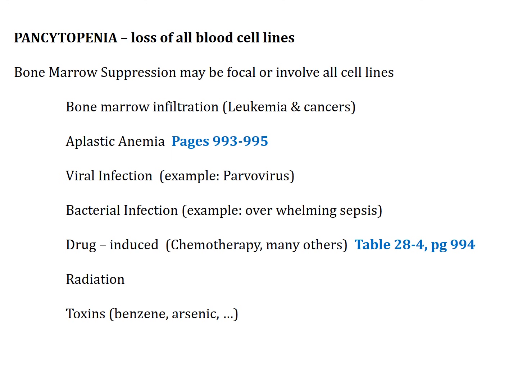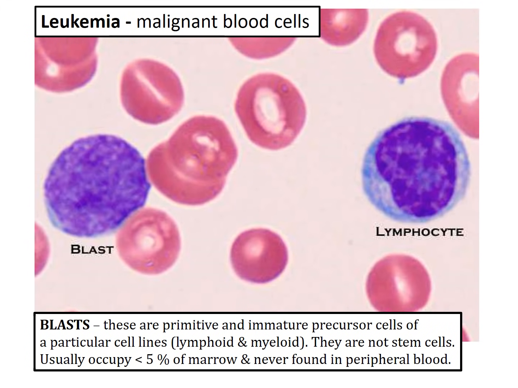If you look at table 28.4 there, you can see a list of a number of different drugs that destroy bone marrow. You don't need to memorize that for this course, but you should be aware that if you have a patient who suddenly starts showing drop in all the blood cell lines, better go through a medication history and see what they're taking, as that might be a drug-induced effect. All right, pancytopenia. Quickly here, we're going to talk about leukemia, a cancer of blood cells.